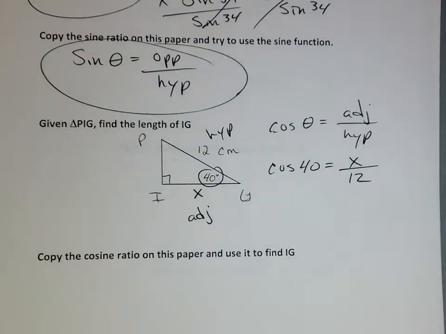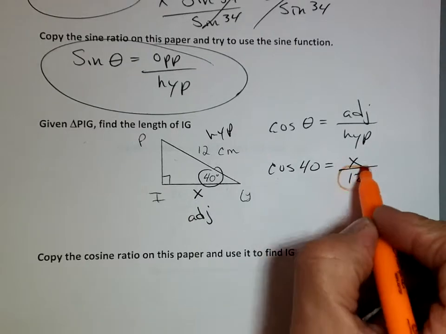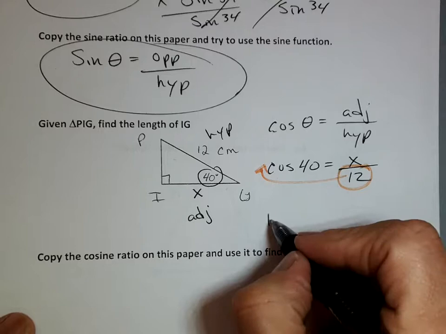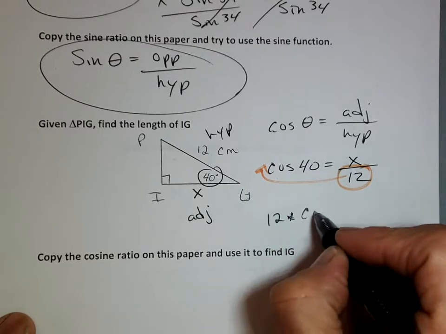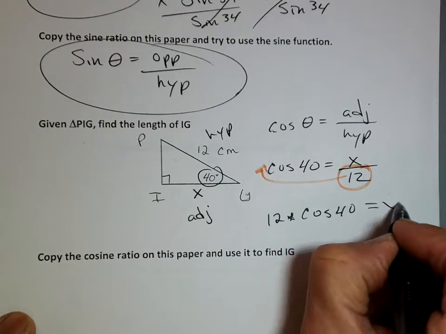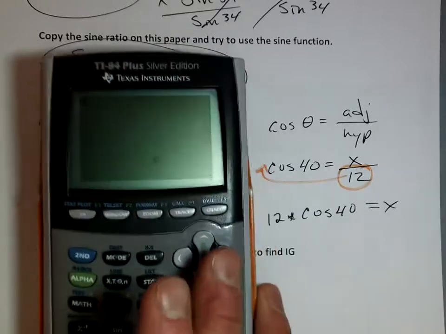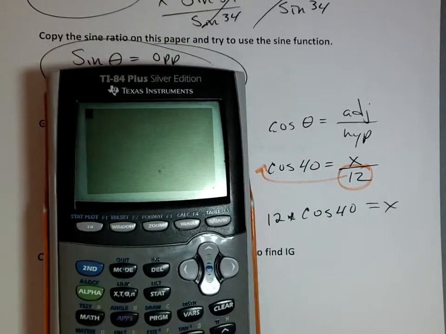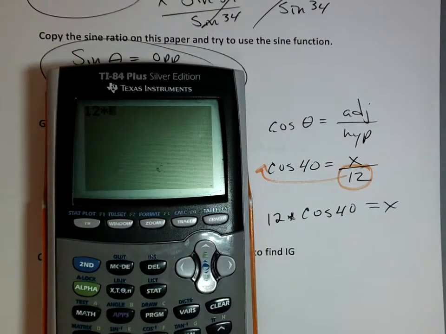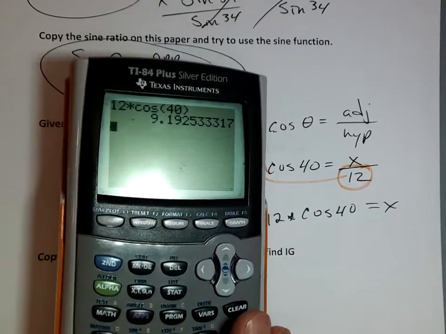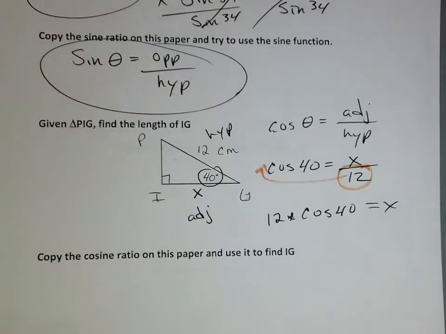And then if I want to solve for x, I'm just going to multiply up the 12. So if I multiply up the 12, I'll have 12 times the cosine of 40 equals x. Now x is already solved for. I don't need to divide or anything. X is already by itself. So in this case, I'll just multiply it. I'll take my calculator and I'll go 12 times the cosine of 40. And again, it's about 9.2. I'll round that to 9.2.